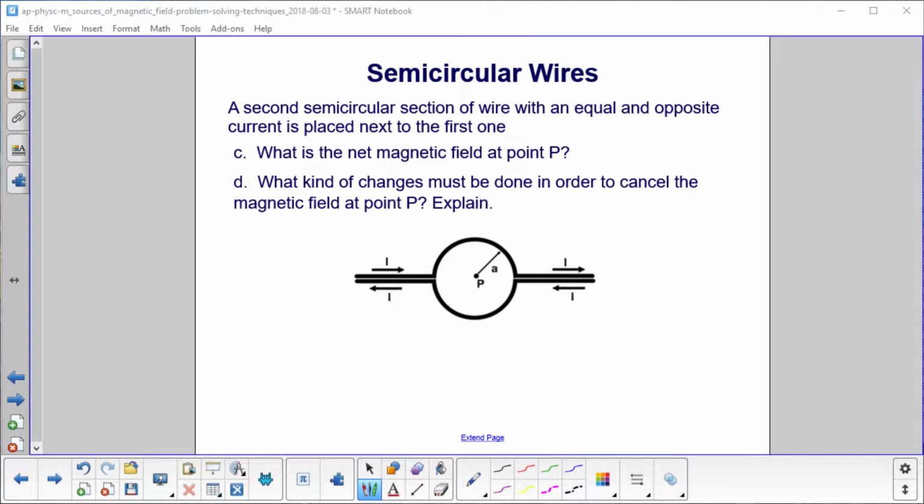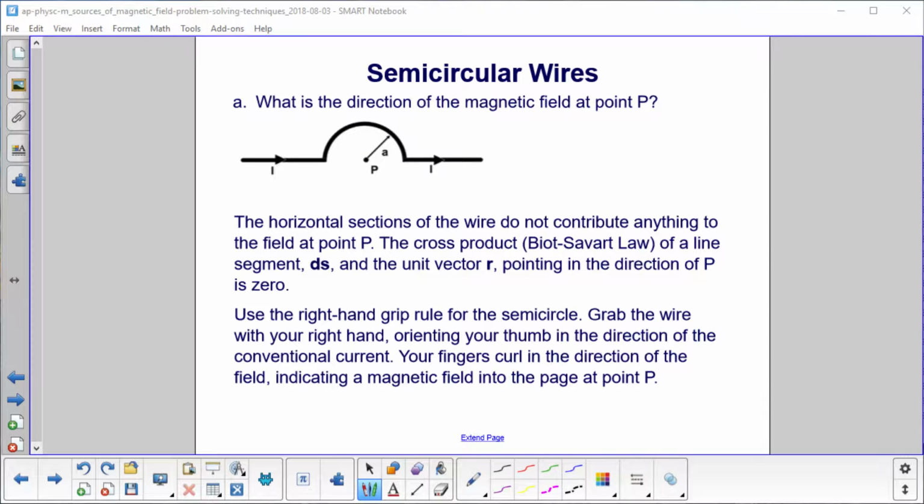A second semicircular section of wire with an equal and opposite current is placed next to the first one. So in this case, the current's going this way, and in the top loop it's going this way. What is the net magnetic field at point P? And what kind of changes must be done in order to cancel the magnetic field at point P? And explain. What is the direction of the magnetic field at point P?